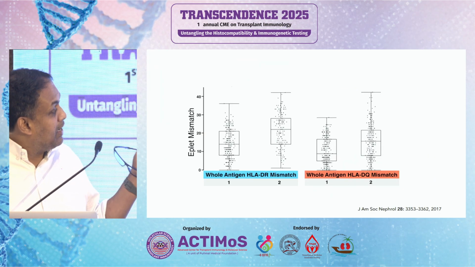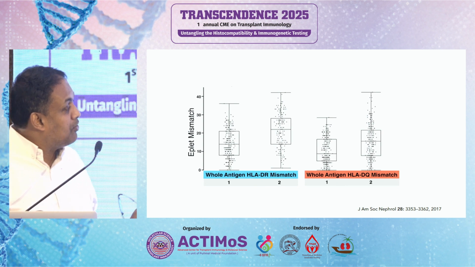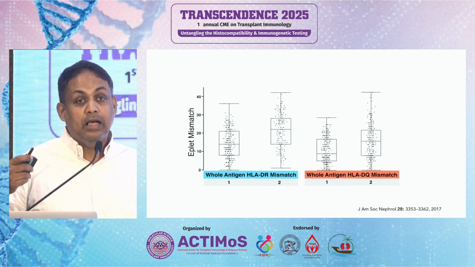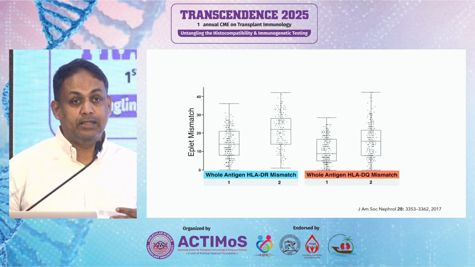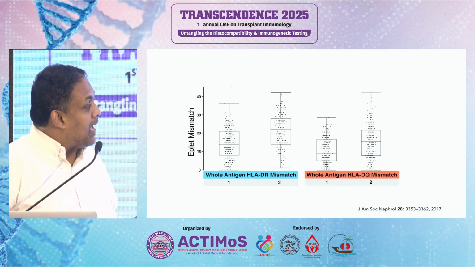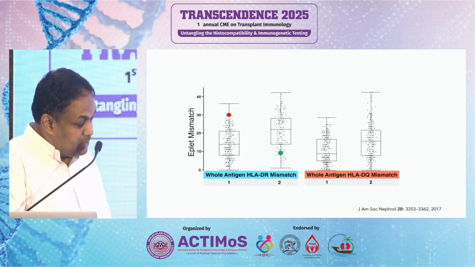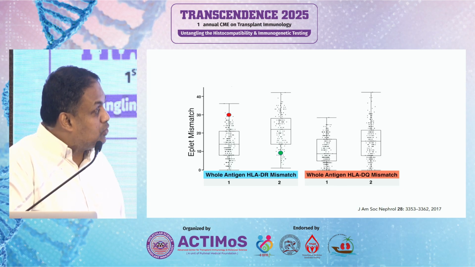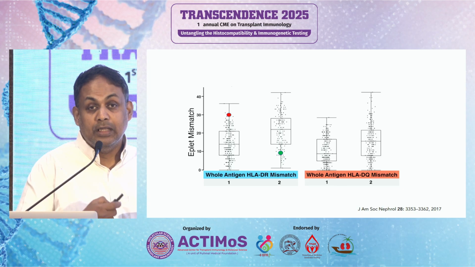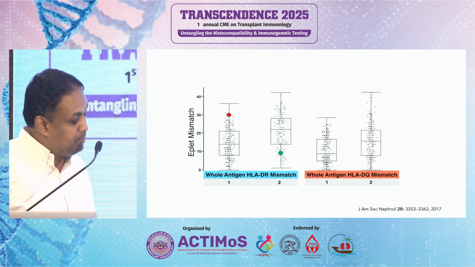And another thing that they could debunk was the concept that we all think that one antigen mismatch is better than a 2 antigen mismatch. But what they showed was that with a 1 antigen mismatch, there could be a high eplet load, and with a 2 antigen mismatch, you can have a lower eplet load. So that's how they debunked the concept of antigen matching. Okay, that is one thing that came from this paper.